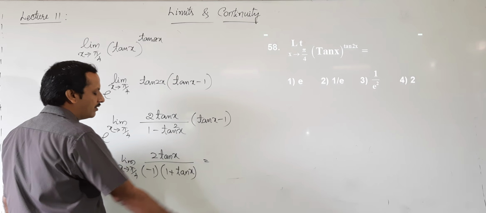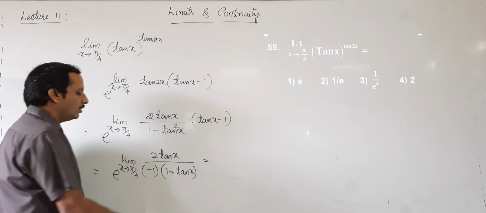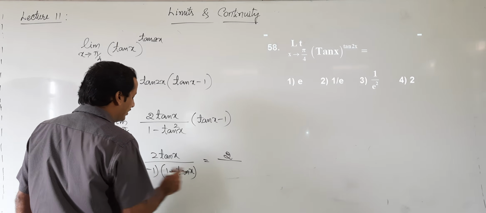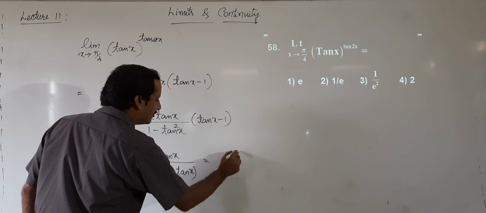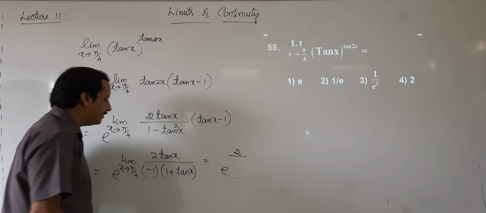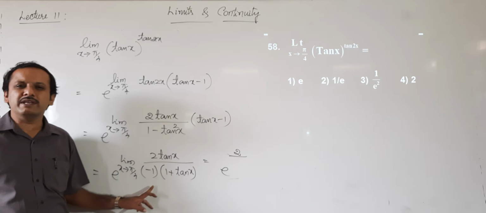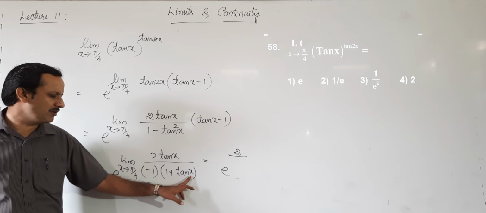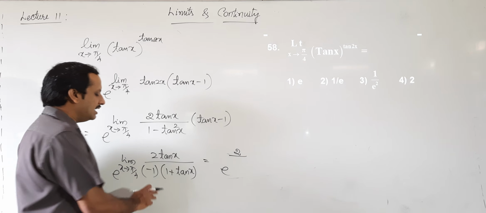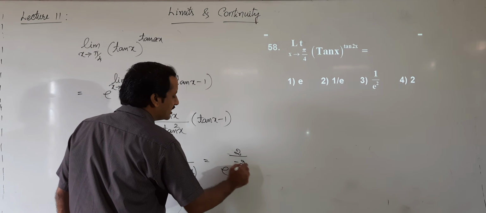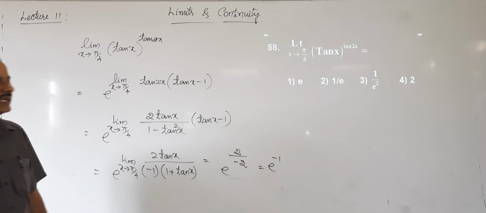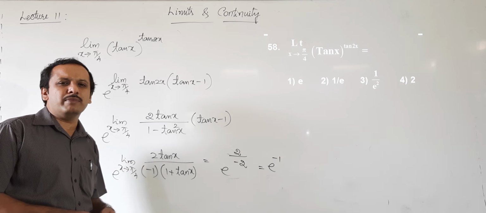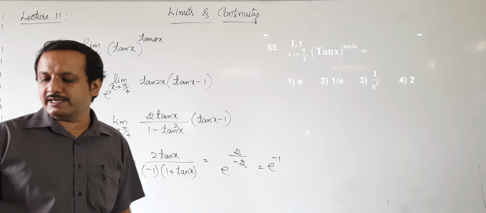As x tends to pi by 4, we get tan pi by 4, which is 1. 2 into 1 is 2 divided by, sorry, this e is also there, e to the power 2 into 1 is 2 divided by minus 1 into 1 plus tan pi by 4. Tan pi by 4 is 1, 1 plus 1 is 2, minus 1 into 2 is minus 2. So the answer is e to the power minus 1. E to the power minus 1 can also be written as 1 by e, which is the second option.